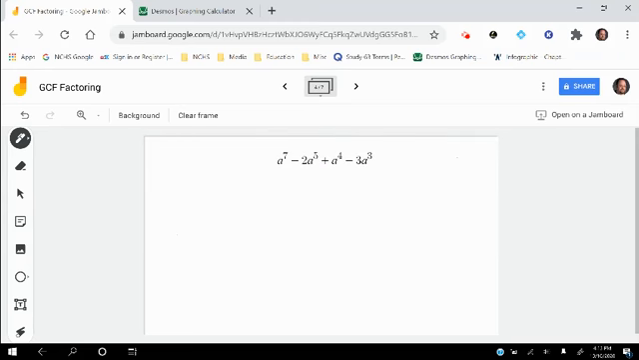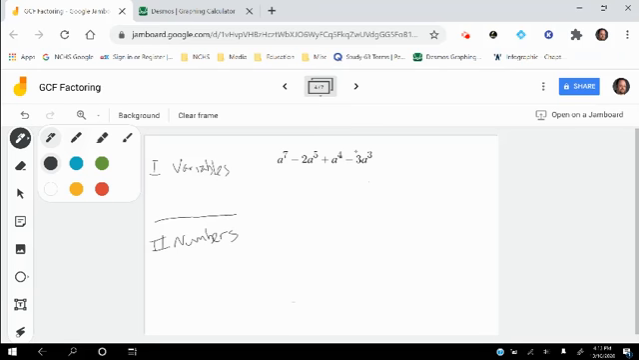Okay, let's look at this one. Again, I'm going to first view the variables, and then I'm going to view the numbers. So I have a to the 7th minus 2a to the 5th plus a to the 4th minus 3a to the 3rd. Remember, there are invisible ones in front of these.